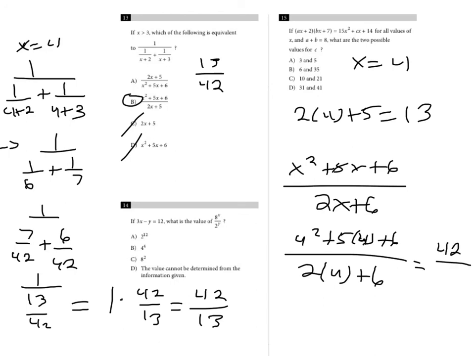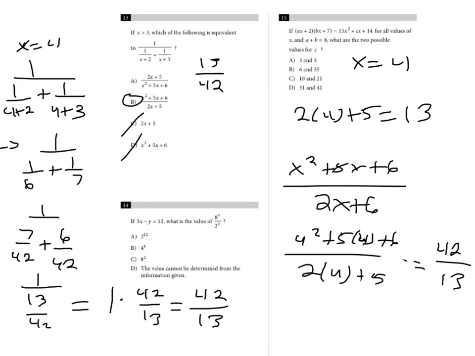And then 2 times 4 is 8, and then 8 plus, that should be a 5. So that's 8 plus 5, that'd be 13. So it looks like answer choice B is correct.